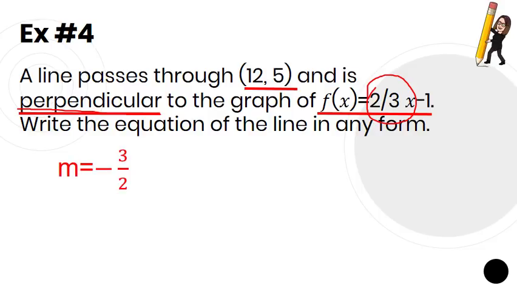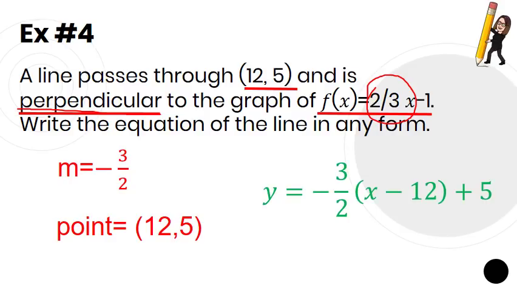So my new slope that I need to use, and I want you to write m equals when you're doing this process on your homework as well, is -3/2. My point is still (12, 5). So my new equation would be easiest to write in translated form. We end up with y equals -3/2 times (x - 12) plus 5.